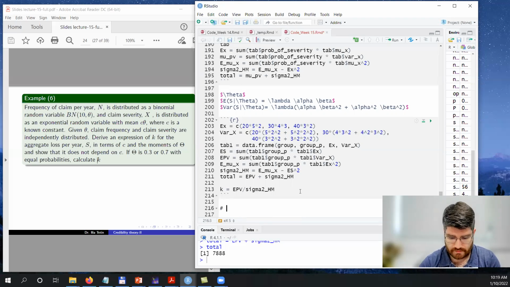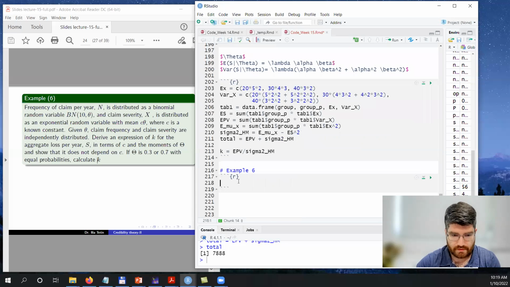This is example 6. So our step 2 will be the value of, let's say, theta, which is the vector of 0.3 and 0.7, given in our task. This is it.